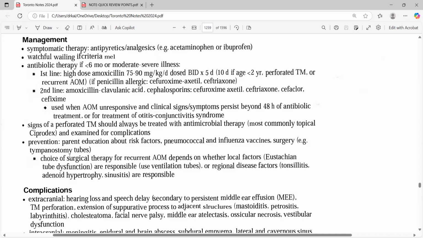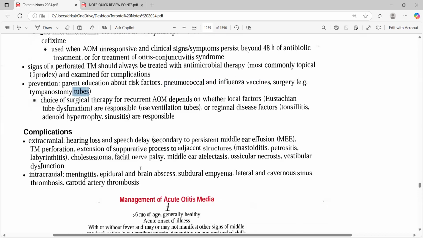Prevention is patient education about the risk factors, pneumococcal vaccines. So this is important. Ask about what is the prevention. So giving the pneumococcal and influenza vaccines. Then the tubes are important. In that case, we just refer the patient to the ENT specialist.